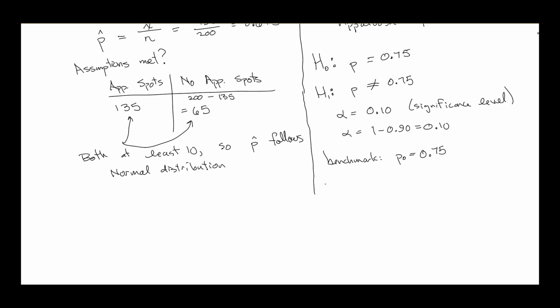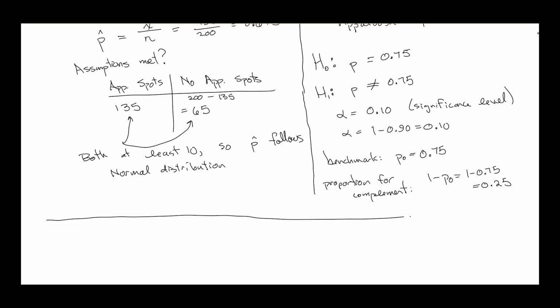So we've got that, and then we basically also get the proportion for the complement. And so what's that going to be? 1 minus P0 is then going to be 1 minus 0.75, so 0.25. So we're going to also use that in one of our calculations. So I like to just go ahead and calculate that right here, and that way I can run with it.